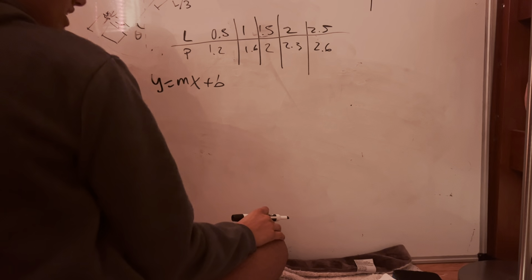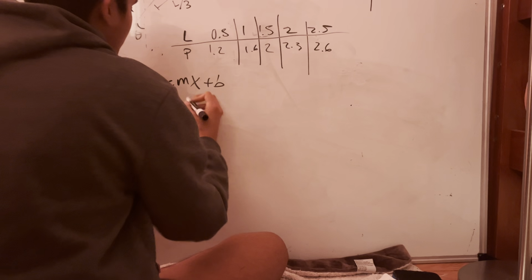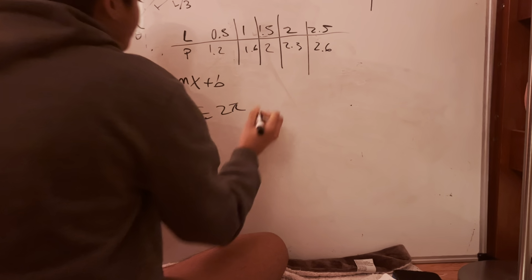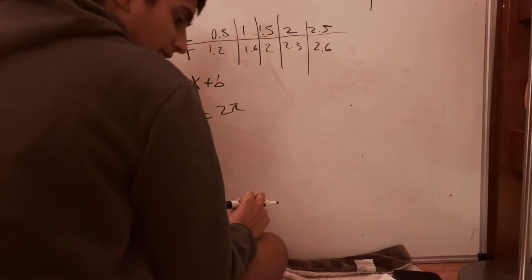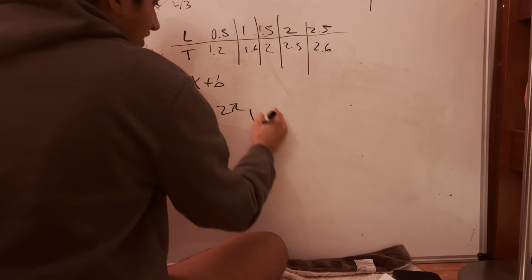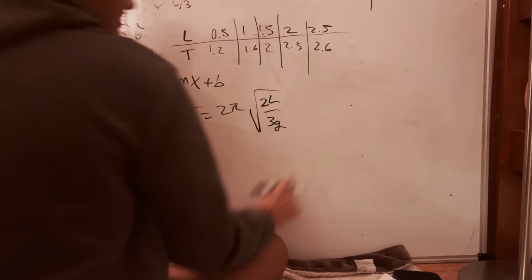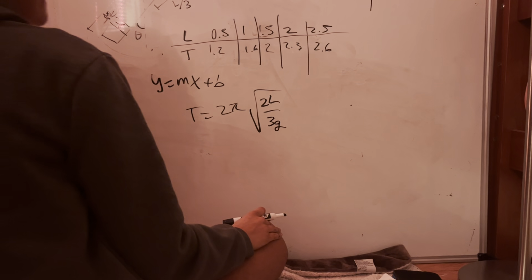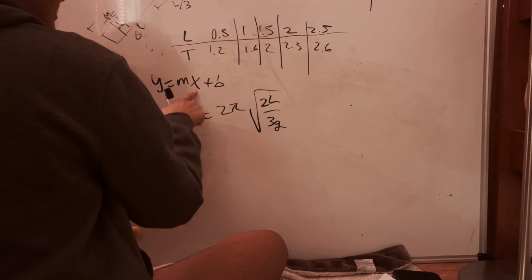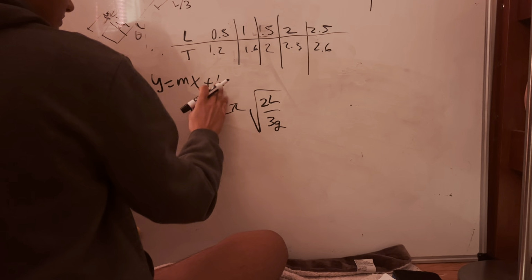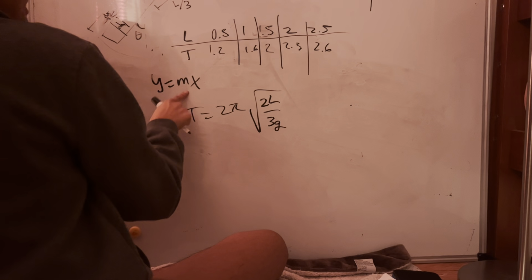And so we know that L and period are related by what we did in part B, where we have T is equal to, no, this should not be P, this should be T, sorry. We know that T and L are related by T equals 2 pi times the square root of 2L over 3g. This is exactly what we just did in part B. And in this case there is no extra constant b term, so we're just going to get rid of that for a second. And we want to make it look like this.